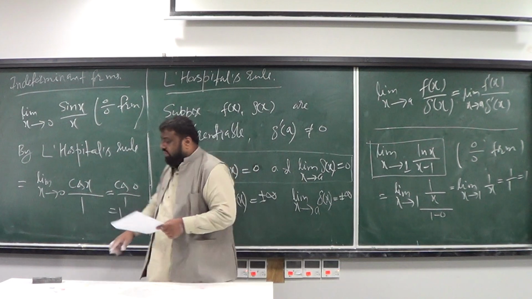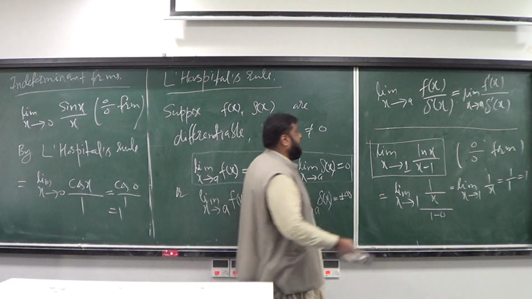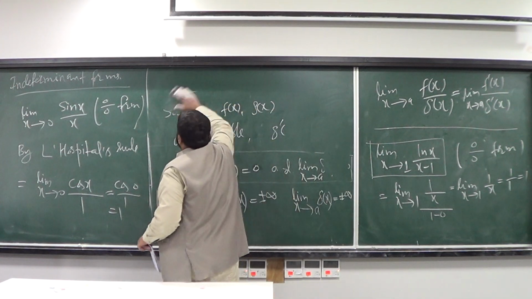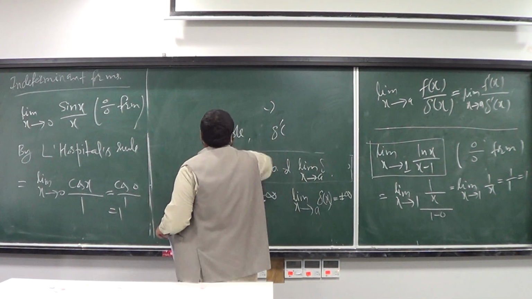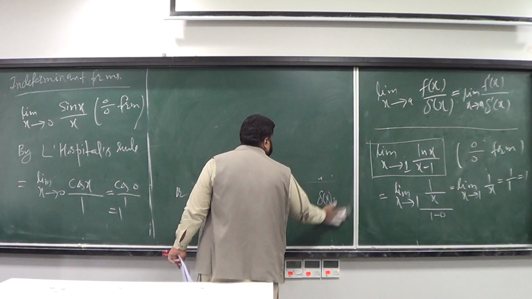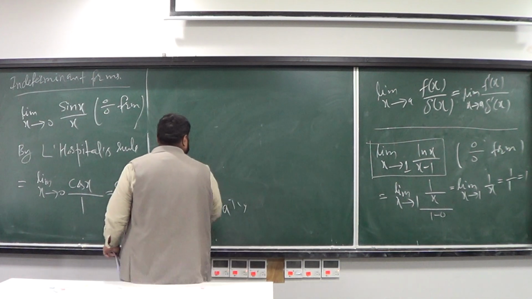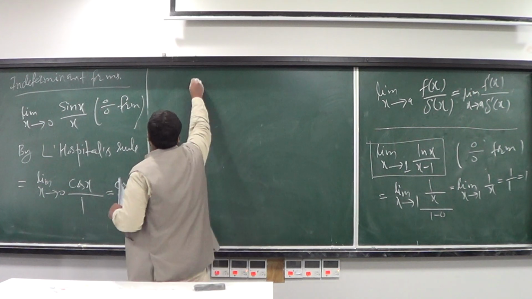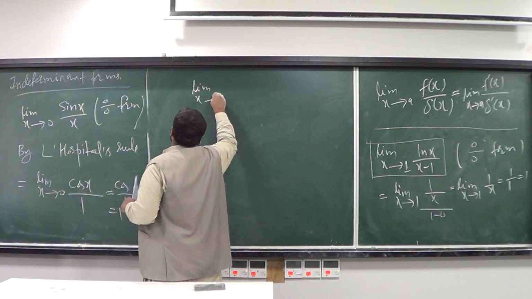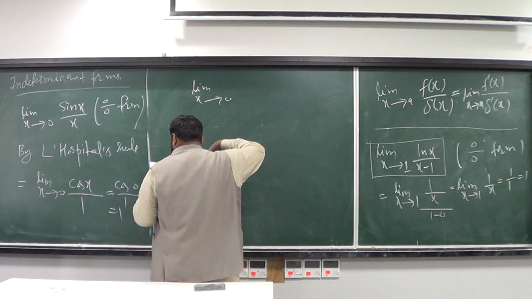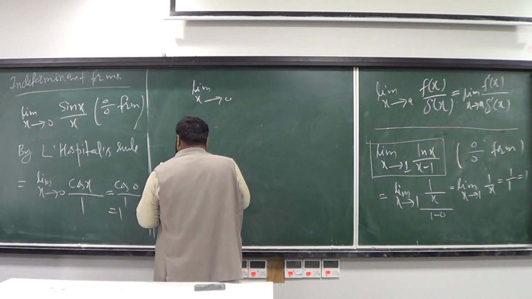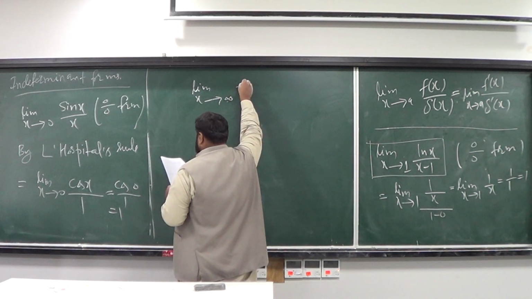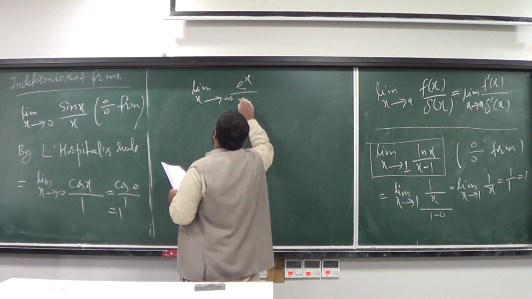Let's do, for example, one example of infinity by infinity. So there are different indeterminate forms, so you have to use the trick. If you have 0 by 0 form, you can do this. So let's, for example, do the limit as x goes to infinity of e to the x over x square.